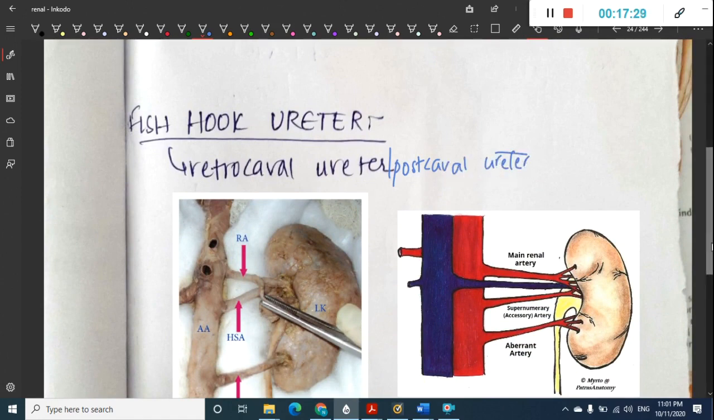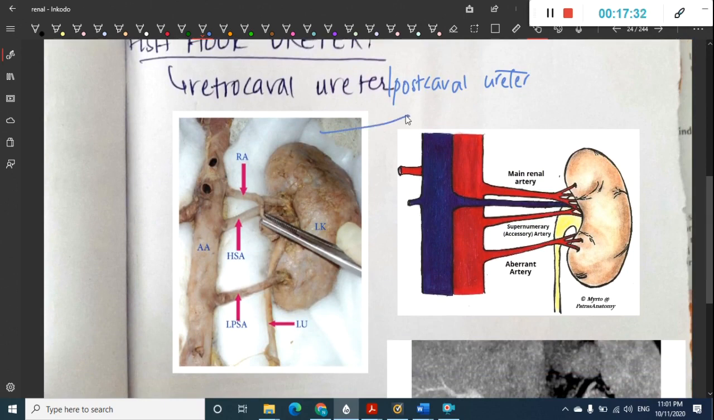Now if you see, these two are the pictures of supernumerary renal arteries. See, this is the main renal artery, these are the accessory renal arteries, which you can see. Even here, right renal artery, and these are the other accessory renal arteries which you are seeing. This is the aorta, abdominal aorta.